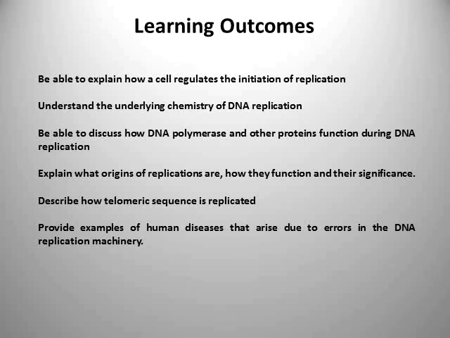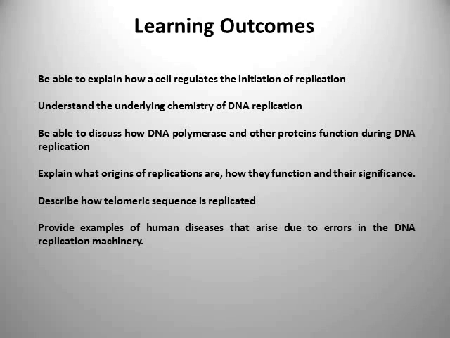So the learning outcomes of the lecture then are, you should be able to explain how a cell regulates the initiation of replication. So in other words, you should have a broad understanding of the cell cycle control mechanisms which exist, which either commit a cell to replication or prevent it from entering S phase. You need to understand the underlying chemistry of DNA replication and be able to discuss how DNA polymerases and other proteins function during replication to achieve DNA replication and to duplicate chromosomal DNA.